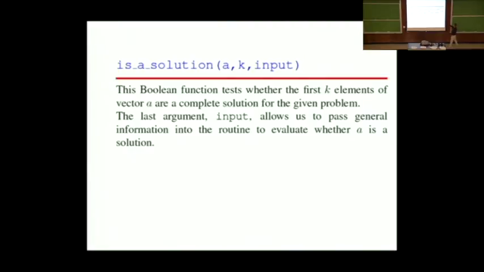Now, there's a third argument I have called input. That's just any baggage I need in order to tell whether I really have a solution. For example, with the Sudoku board, I need to know what the other numbers on the board were. And for the traveling salesman, I need to make sure I have a copy of the graph to play with. But this is whatever arguments I need. The key point is, it's true or false: is it a complete solution?